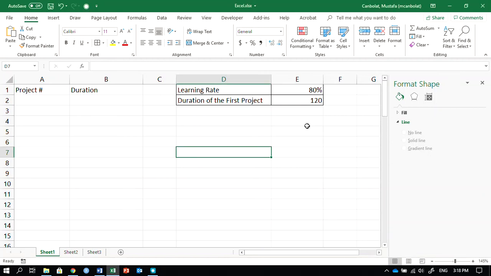Hi everyone, welcome. In this video we are going to talk about the learning curves or the experience curves, mostly used in production operations management and project management. And the idea is simple.